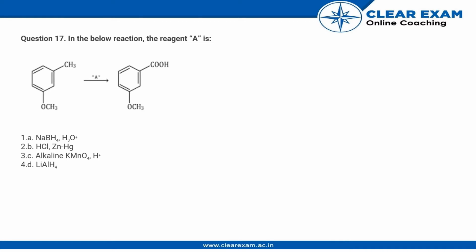Hi guys, here is another question. In the below reaction, the reagent A is... So this compound, when reacted with A, forms a carboxylic acid group on the benzene ring.